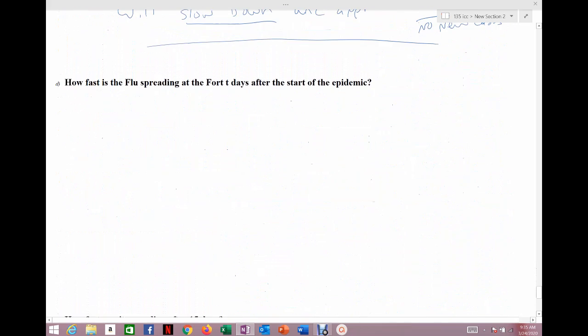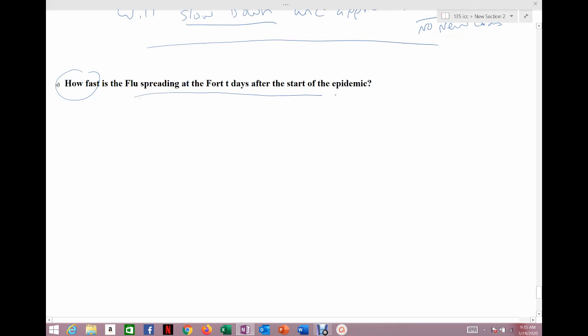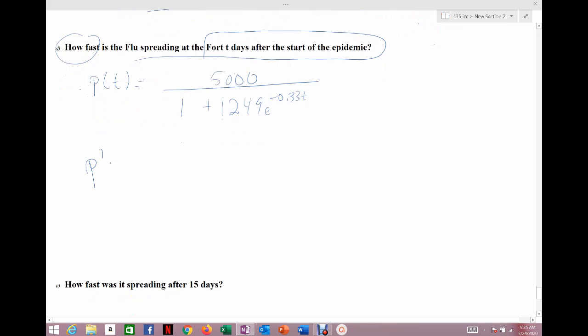All right, how fast is the flu spreading T days after the epidemic starts? So this is asking you for your derivative. So I'm going to write my equation down. All right, so again, there's my equation. And so we just want the derivative, right?